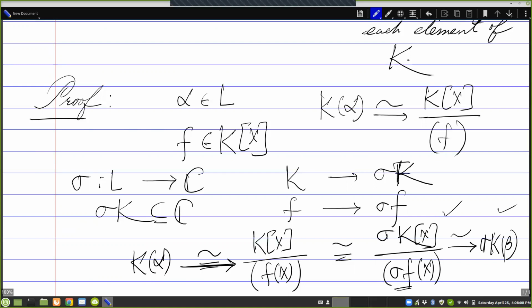So now if you just compose them, what do you get? You get an embedding of K(alpha) inside C, right? Because these are all subfields of C.